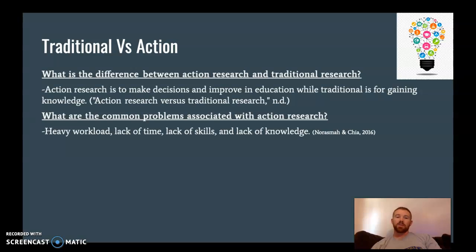And the common problems associated with action research: it does create a heavy workload. There's a lack of time. For the teachers specifically, there could be a lack of skills, not only for the research, but the ability to implement the action plan and research. And then also lack of knowledge, where it might even be as simple as, where do I start?